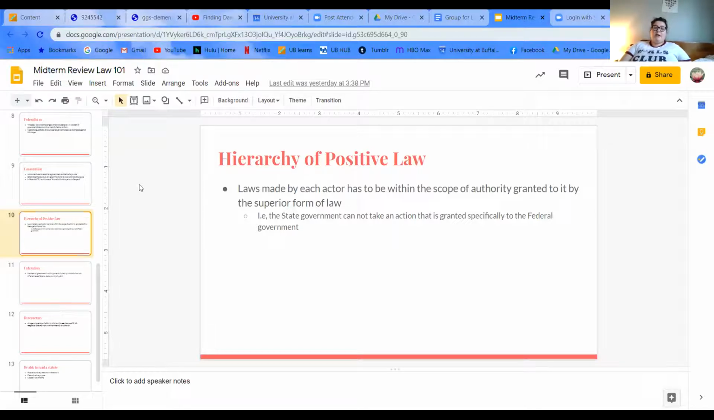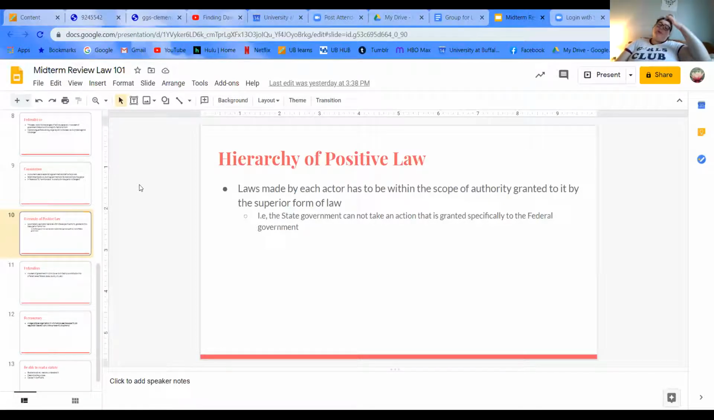So then we get into hierarchy of positive law, which might be one of the more complicated concepts we've talked about. So if people have questions about this, feel free to ask. This just says that laws made by each actor have to be within the scope of authority granted to it by the superior form of law.